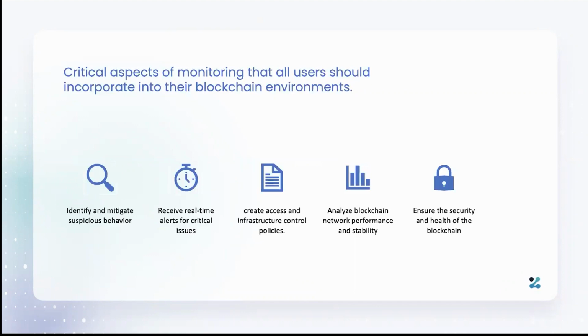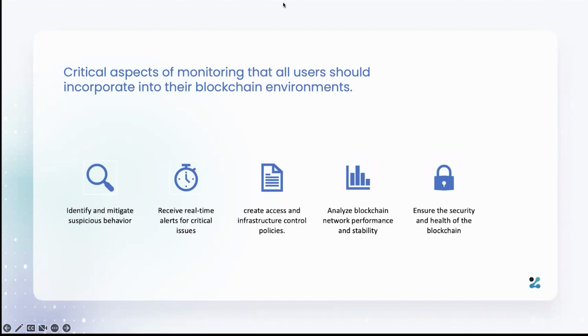Now, critical aspects of monitoring. We talked about infrastructure automation, but if we drill further, what do you really let this automation do for you, or what does it actually do for you? It helps you identify and mitigate suspicious behavior. And this behavior includes those typical DDoS attacks, the attacks of the old time. Imagine when one such attack happens on multiple blockchain RPC nodes which are serving your application. It helps you receive real-time alerts for different critical issues.